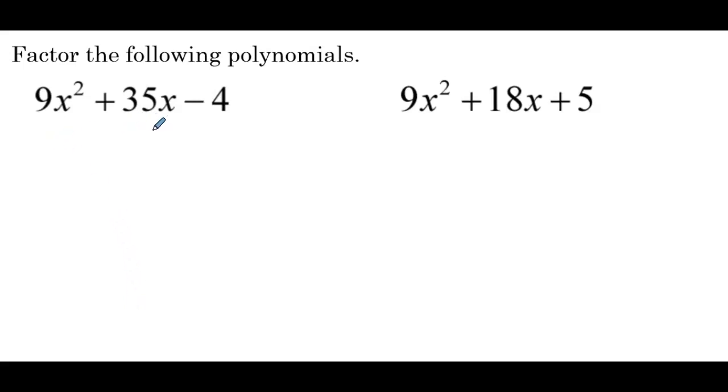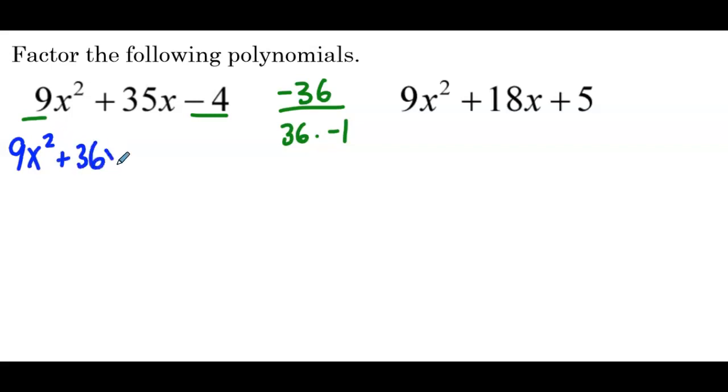9x squared plus 35x minus 4. So leading coefficient, constant term, both not prime. So we'll multiply 9 and negative 4. We get negative 36. So we need a factor pair of negative 36 that adds to 35. Well, that's just 36 times negative 1. So we can rewrite our trinomial as 9x squared plus 36x minus x minus 4.